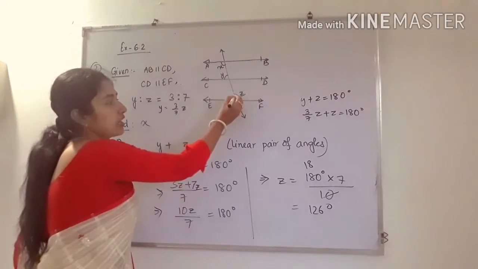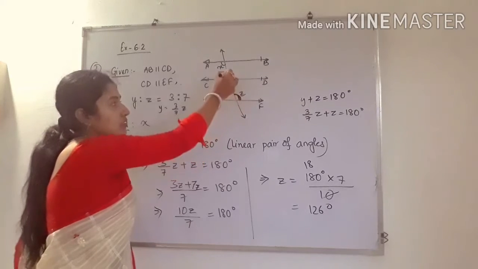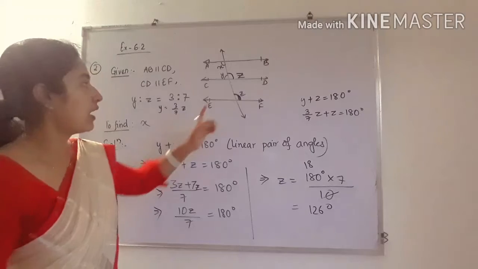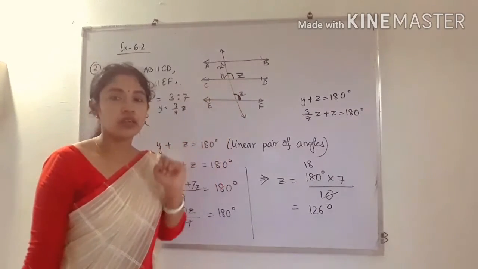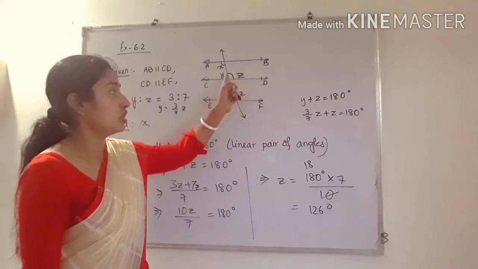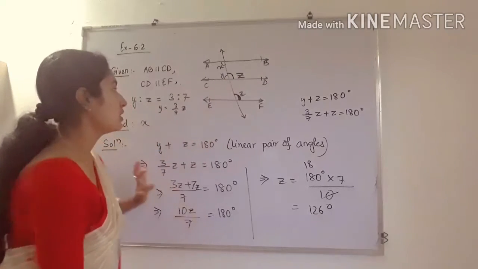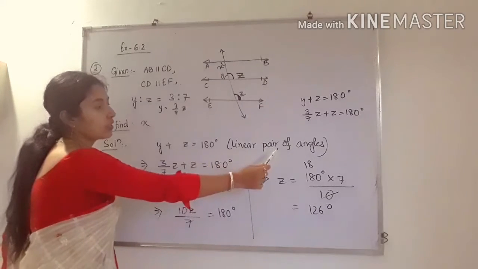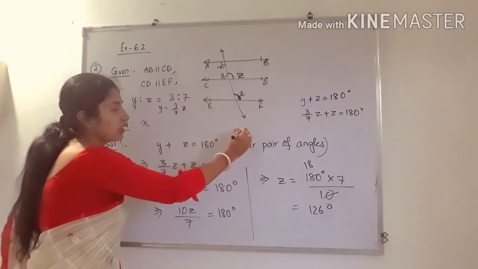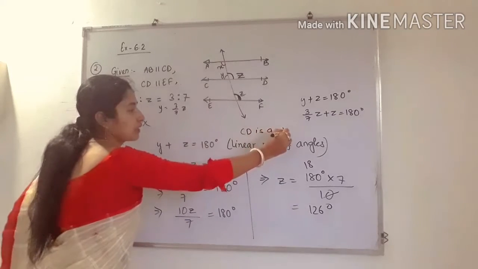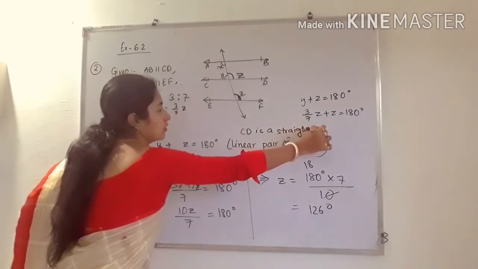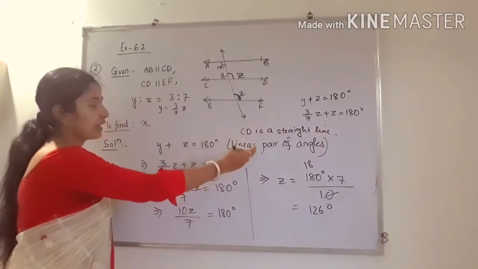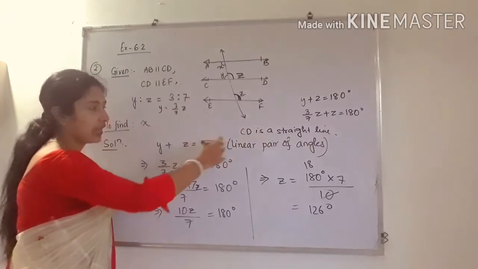So see, this is angle Z. If this is angle Z, then we can say this is also angle Z, as they are forming what? Corresponding angles. And if the lines are parallel, then the corresponding angles are equal. So we can mark here Z. Okay, this is angle Z. So now see, we can write angle Y plus Z is equal to 180 degrees because they are forming what? Linear pair of angles. Because CD is a straight line. Inside the bracket you can write CD is a straight line, full stop. Angle Y and angle Z are forming a linear pair of angles. Okay, like that you can write.